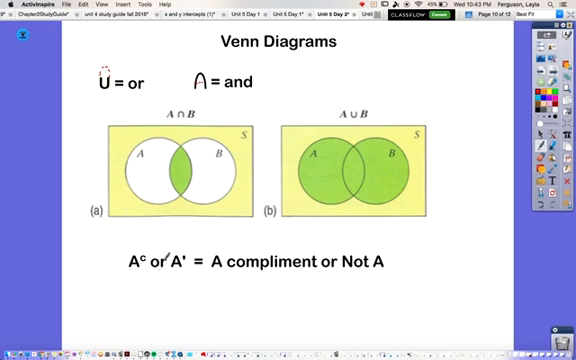A complement, or A prime, means A complement, or not A.